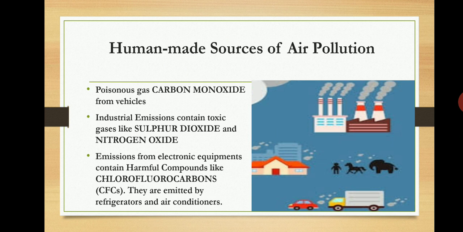Emit means to come out. Okay, so industrial emissions include toxic gases. Now, what does the word toxic mean? It means poisonous. So industrial emissions contain poisonous gases or toxic gases like sulfur dioxide and nitrogen oxide.